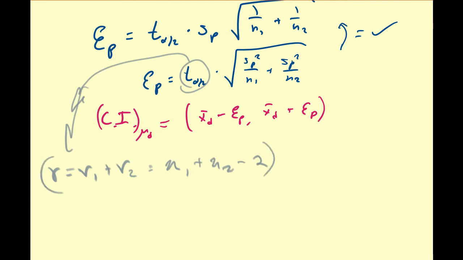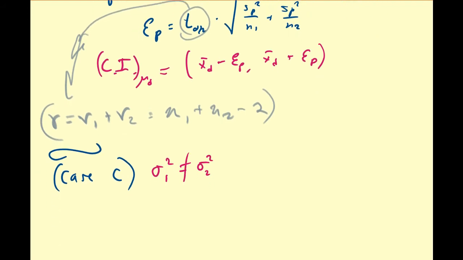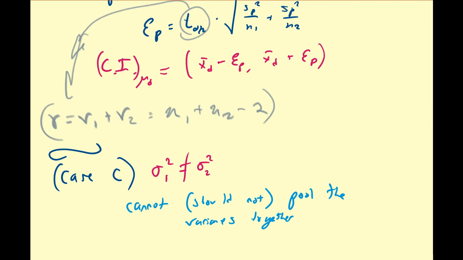So case C is the case, again, where the variance of the first does not equal the variance of the second population. If this is the case, then that means you cannot, or you should not, pool the variances together. Because if one has a significantly higher variance than the other, then it's going to skew the whole entire set of the other one. So you want to treat them as separate entities.